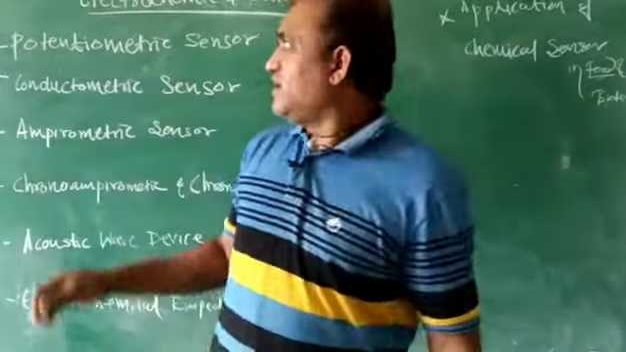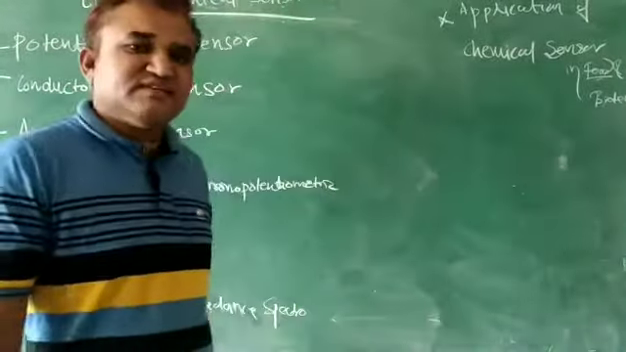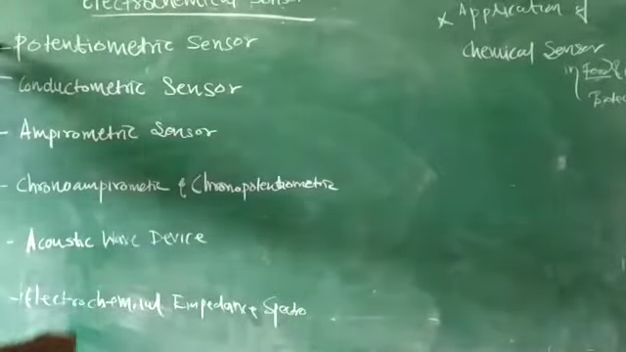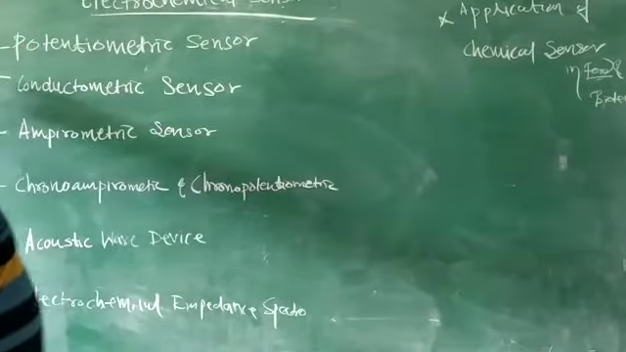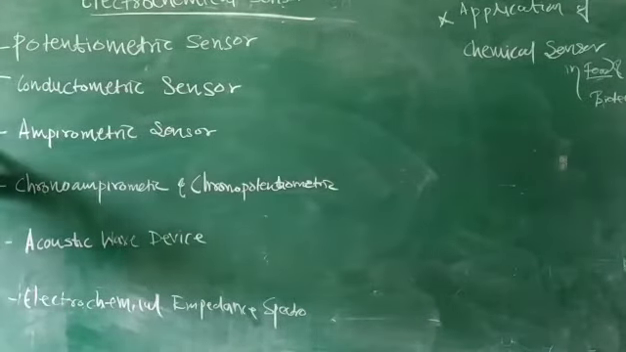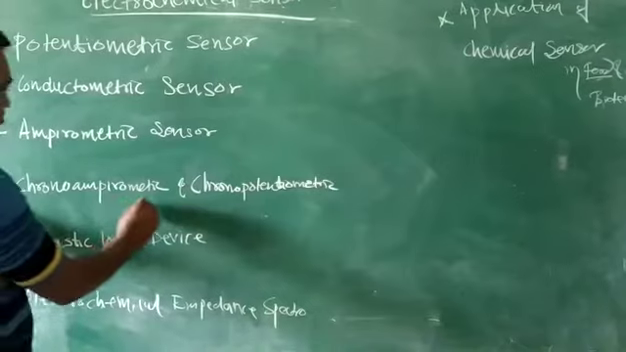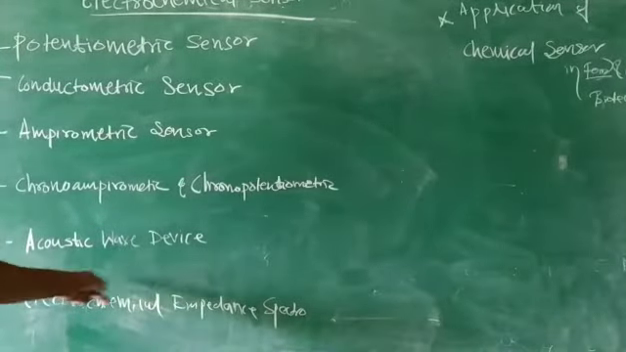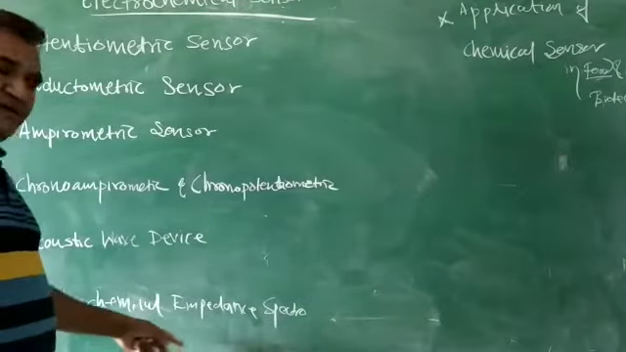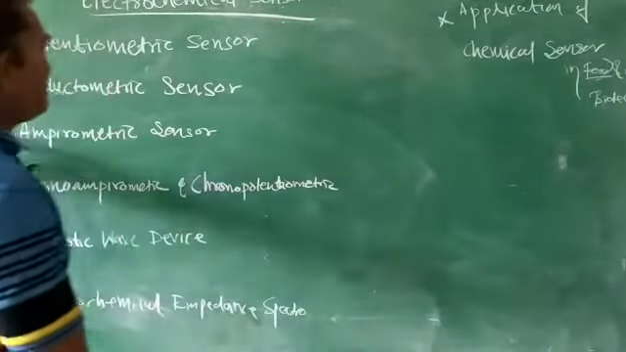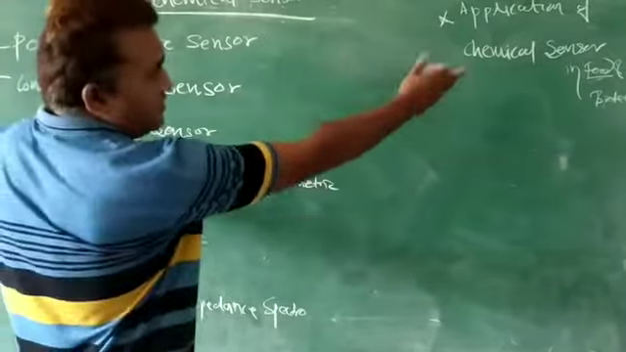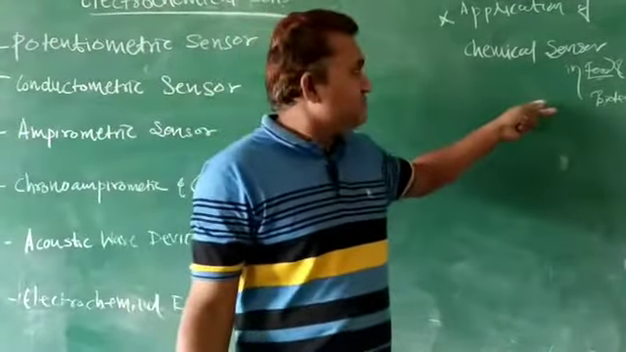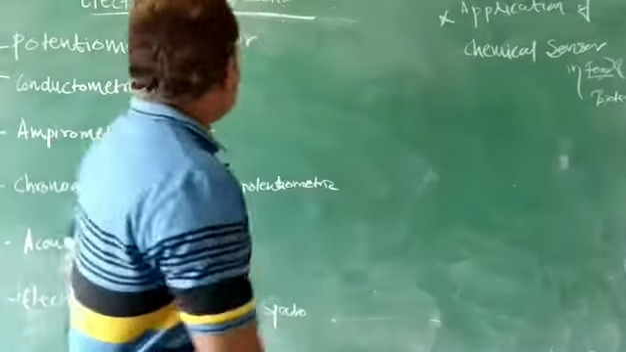So for the first part, chemical sensor. Chemical sensors are the electrochemical sensors. The general classification of electrochemical sensors are potentiometric sensors, conductometric sensors, amperometric sensors, chronoamperometric and chronopotentiometric sensors, acoustic wave device, electrochemical impedance spectroscopy. And next is the application of chemical sensors in food, environmental and biotechnology.